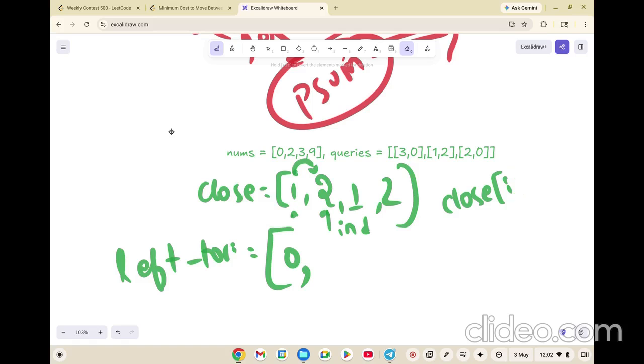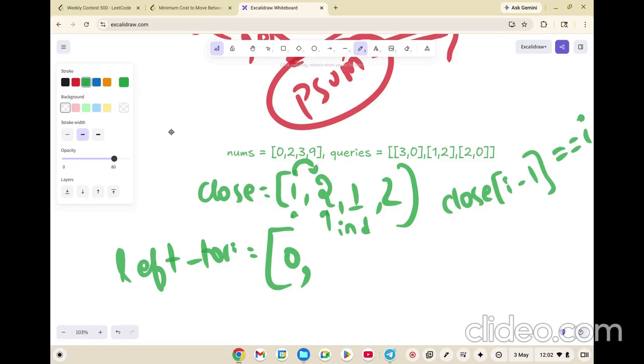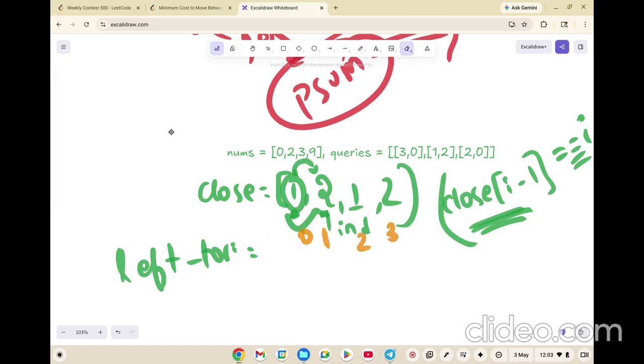Now again you will check if close of I minus 1 is equal to I. Yes, I is 2 and close of I minus 1 is also 2. That means from this position you can reach this position using a cost of rupees 1. So what will be the total cost to reach this index? 1 plus 1. Why 1 plus 1? Because still we are storing the cost from the 0th index to come till this index, right? You want to come from the 0th index to this index, and this costs 1 plus 1, which will be rupees 2, right? I hope I'm making sense to you.